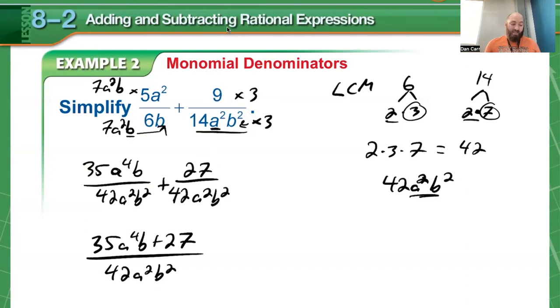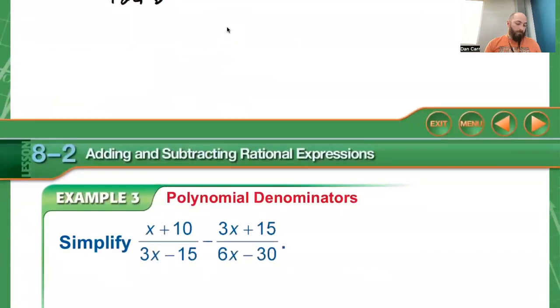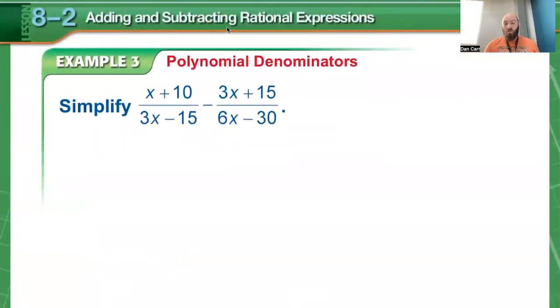Okay, and again, that's the idea. We want to add our rational expressions together as long as they have common denominators. Polynomial denominators will also work the same way. We first have to find our least common multiple of those denominators. But to start with that, we're going to do factoring. So when in doubt, factor it out.